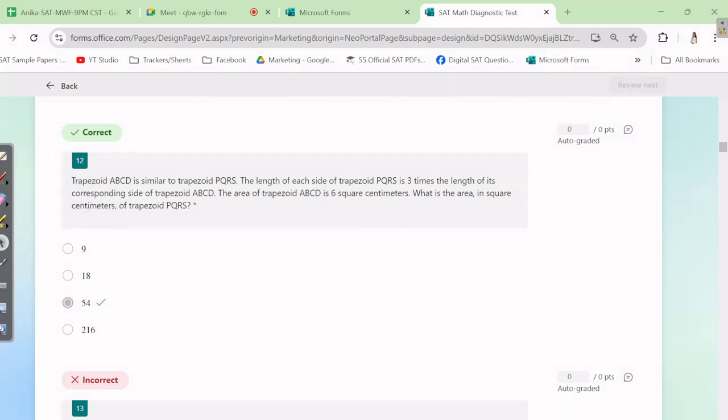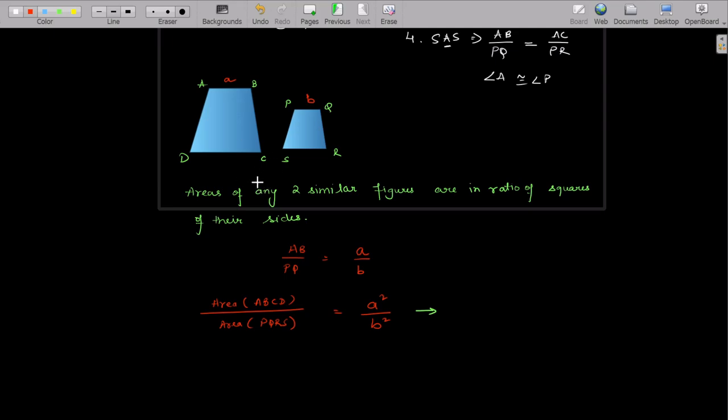Anyway, this was one very important theorem, Anika, remember this. You can get a question based on this, and you could get trapezoids, you could get triangles, but just remember this one. Now the next theorem, which is the most important theorem, and you'll definitely get a question from this, is the triangle proportionality theorem. Have you heard of this one? No, I have not.